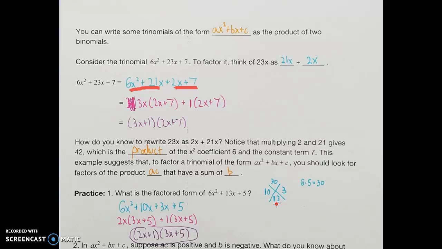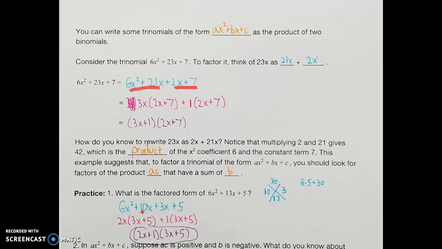So I want numbers that will multiply to give me 30 and add to give me that middle coefficient, that 13x in the middle. So just like what we did in the last section, now that I know that I have to multiply to get 30 and add to get 13, two numbers that will work for that are 10 and 3, because 10 times 3 gives us 30, and also 10 plus 3 gives us 13. Now that I know that my two numbers are 10 and 3, I'm going to rewrite that middle term that used to be a 13x.